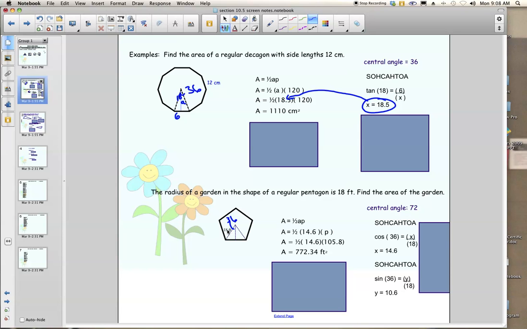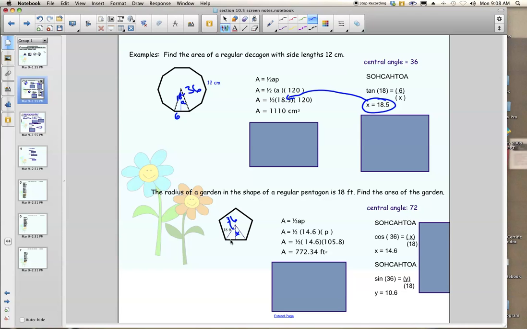So I'm going to use 18 as my hypotenuse to find my apothem. To find this value, I would take the cosine of 36 equals x over 18. So I would take 18 times the cosine of 36, and that would give me my apothem is 14.6. So it's going to be 1/2 times 14.6 times the perimeter of my shape.